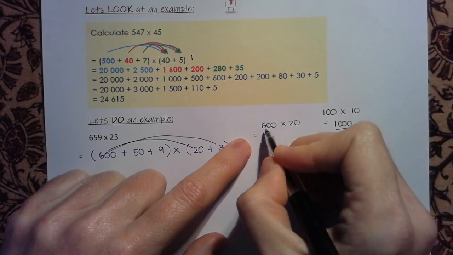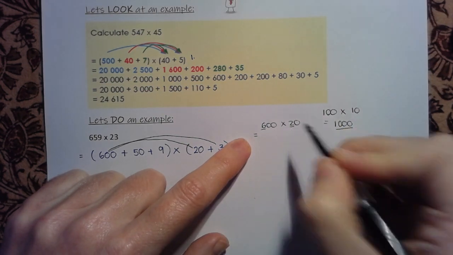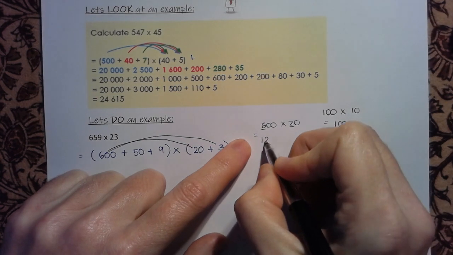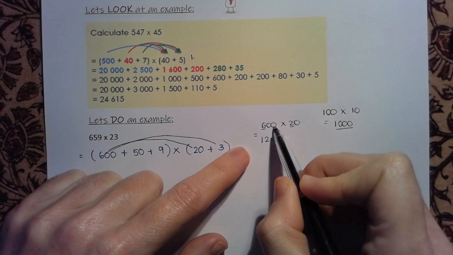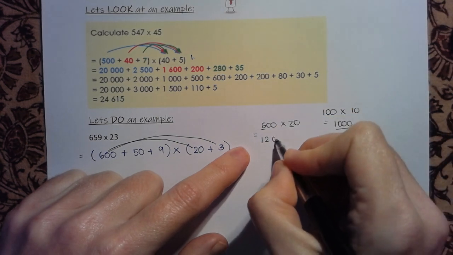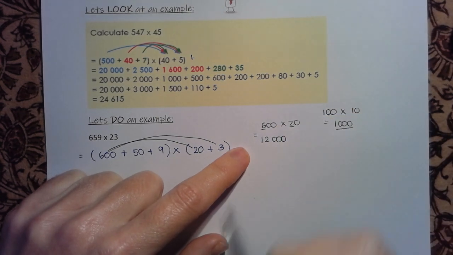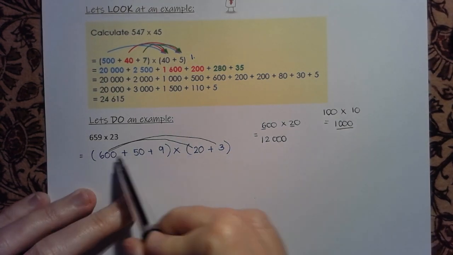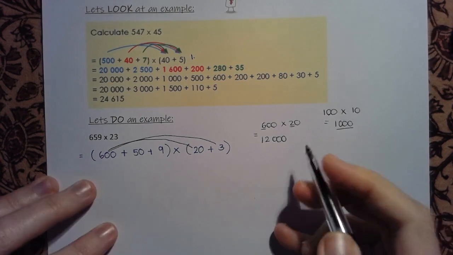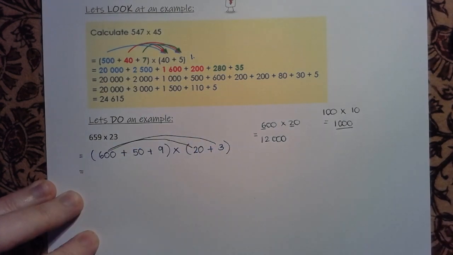First of all, you need to know what is 6 times 2. Okay, so this is 12, and then you count how many zeros you have in your question. So it's 1, 2, and a third one there. So your answer will have 3 zeros. So your answer is 12,000. Okay. Right. So now we know 600 times 20 is 12,000. So I'm going to write that here.